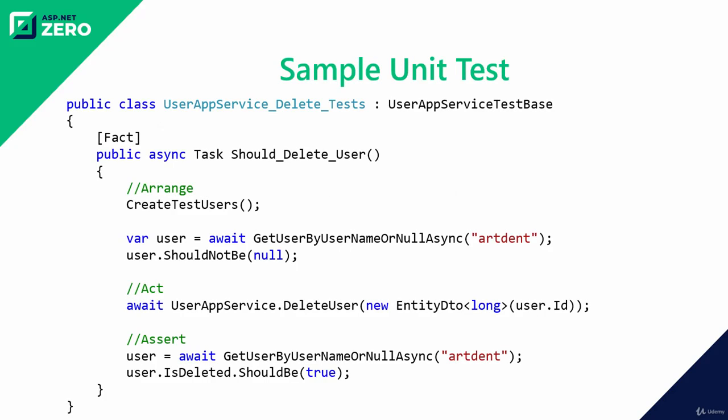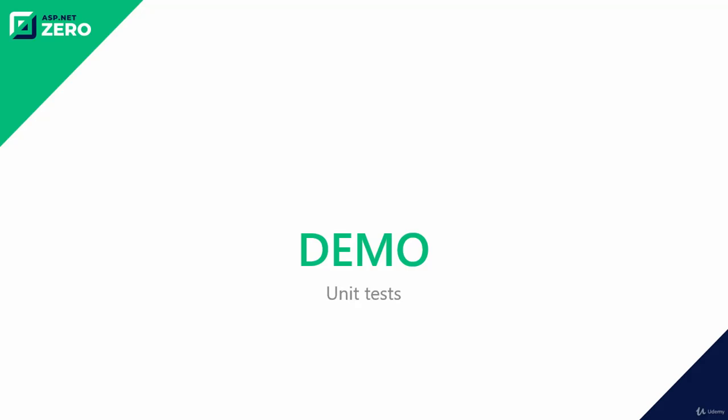Here you can see a sample unit test. Unit tests will derive from AppTestBase, a base class included in ASP.NET Zero. That's a base class which already does some of the preparation work for you, including setting up a fake in-memory database, seeding it with initial data, and providing methods to easily work with the context. Let's, in the last demo for the server-side section, take a look at the included unit tests.